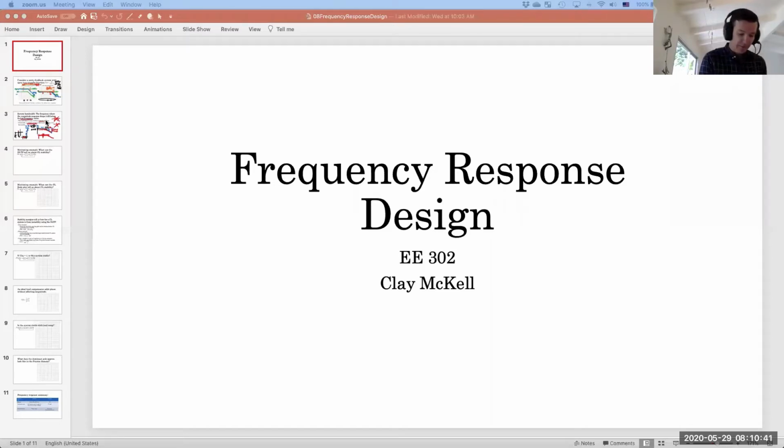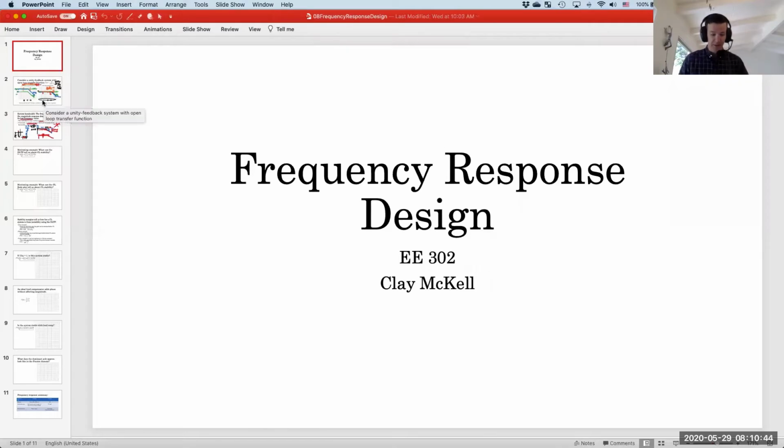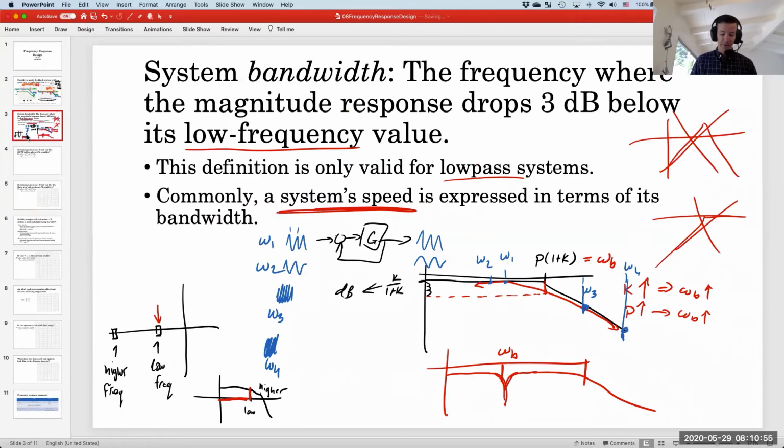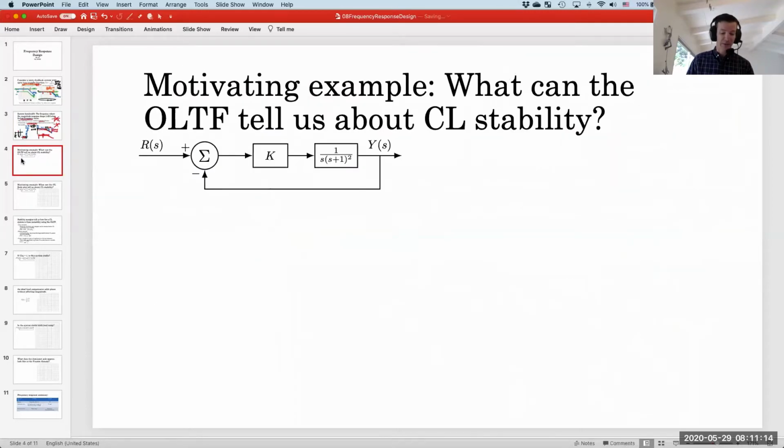So last time we took a moment and peeked at the difference in the Bode plots between a simple open loop transfer function and its closed loop transfer function. And that led us to talk about system bandwidth. So that's a proxy for kind of how fast your system is. Faster systems will have larger bandwidths, and you measure your bandwidth from the closed loop transfer function Bode plot. So then I think the natural question is, what can we learn from the open loop transfer function Bode plot, or the open loop Bode plot, as I'm going to call it?